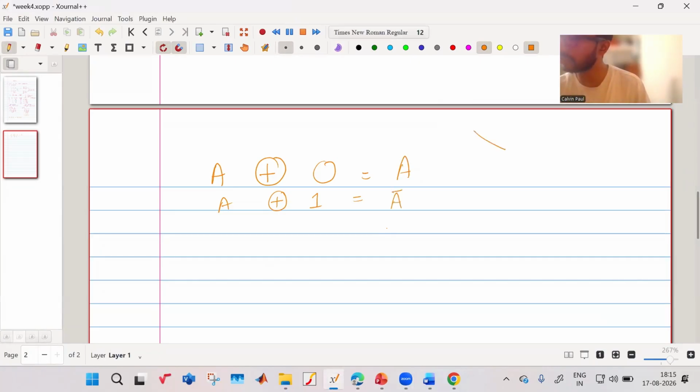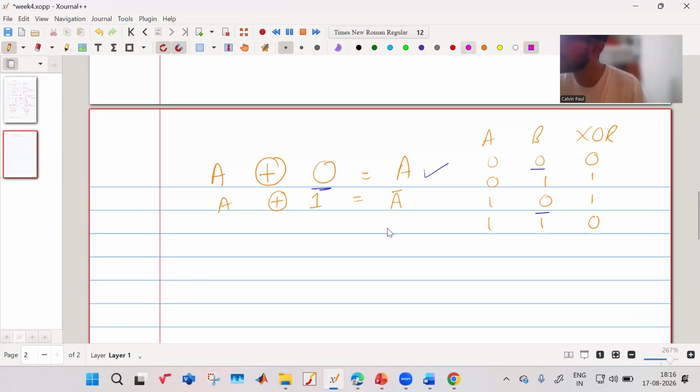So let us see. You remember the truth table? A, B: 0 0, 0 1, 1 0, 1 1. And this is your XOR output: 0, 1, 1, 0. Now for your B, in this case B is 0. When A is 0, the output of XOR is 0. When A is 1, your output of XOR is 1. That's why A XOR 0 is A.